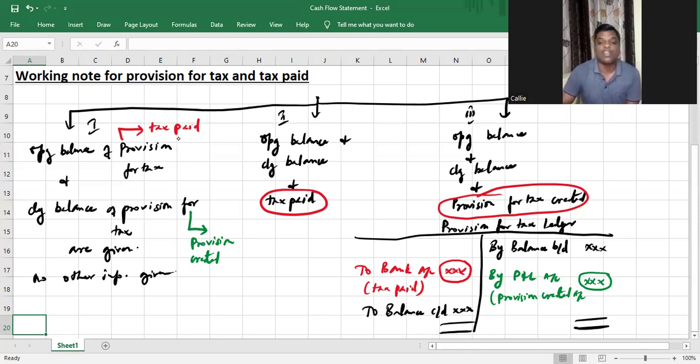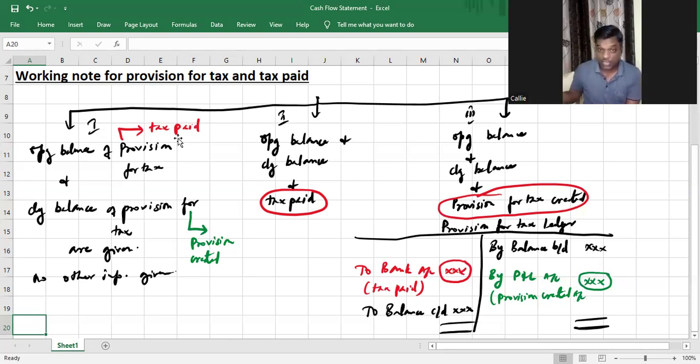But if neither tax paid nor provision for tax is given in the question, then you just assume the opening balance as tax paid and assume the closing balance as provision created. Now, this, my dear children, is one of the working notes that we need to prepare. That is the working note for provision for tax and tax paid amount. Why do we need to prepare this working note? We need provision for tax amount created during the year and the tax paid during the year while preparing the cash flow statement. In order to find that information, we prepare this ledger.